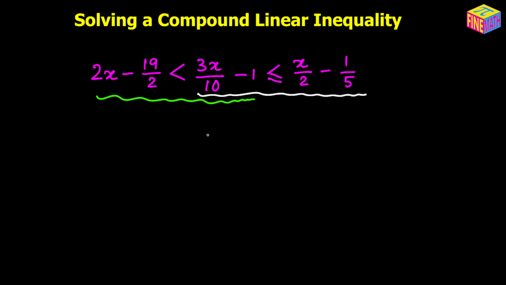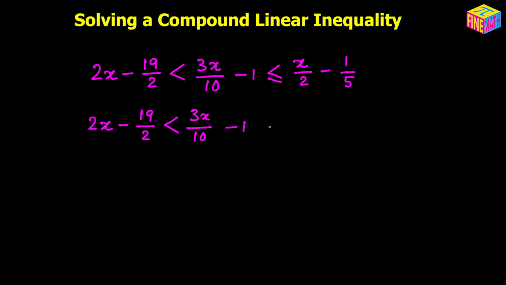When you are given a compound linear inequality like this, the first thing you want to do is isolate them into two separate simple linear inequalities. So let's do that first. We are going to create two linear inequalities from this given condition. The first linear inequality would be the first portion, and I'm marking it as inequality number 1, and then the other one I'm marking as inequality number 2.